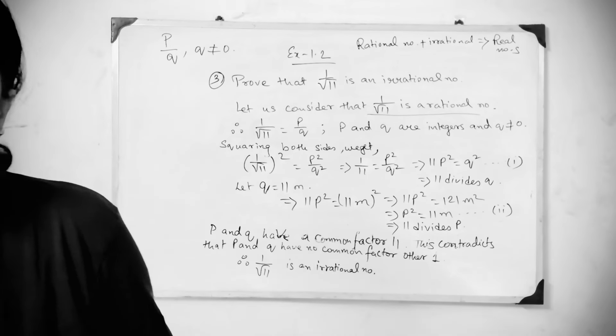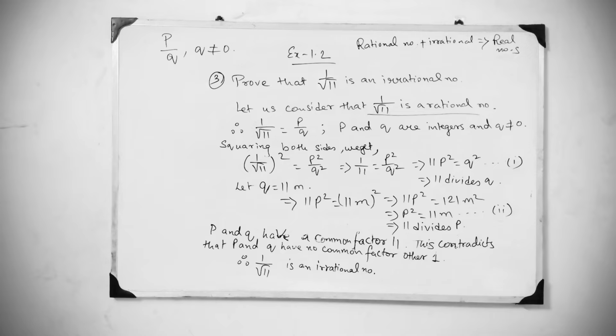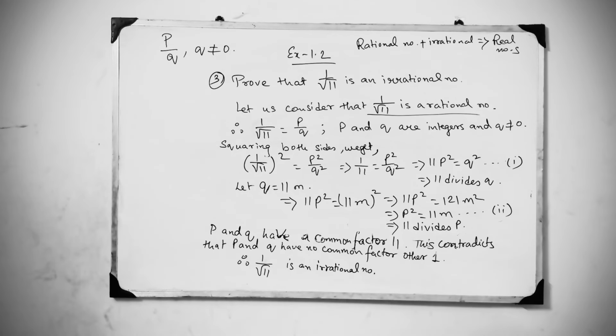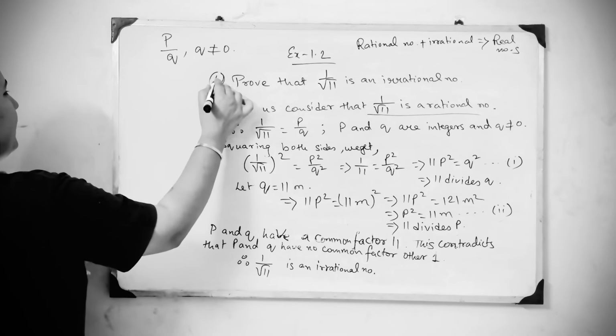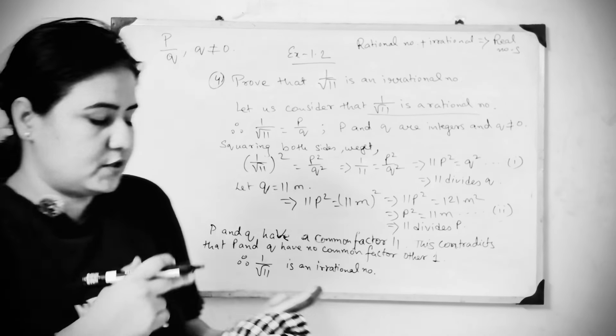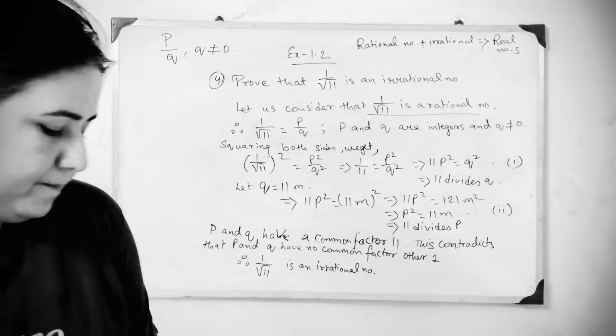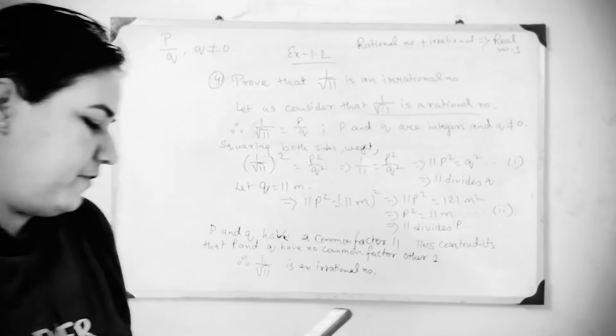So I hope that this is very easy for all of you, and we will move on to the next one. I think this was number 4. Okay, this was number 4 of my book which I am checking through a website. Okay, next is number 5.